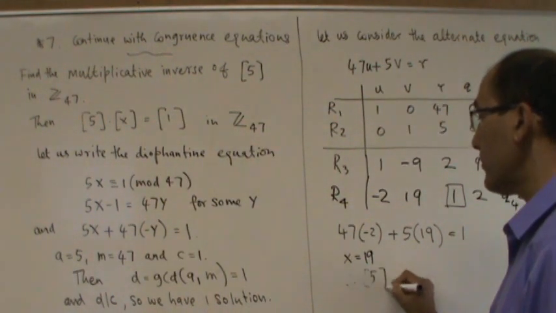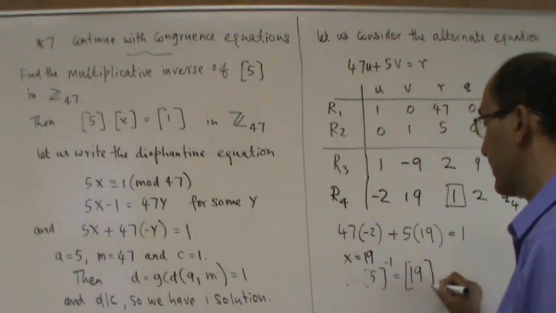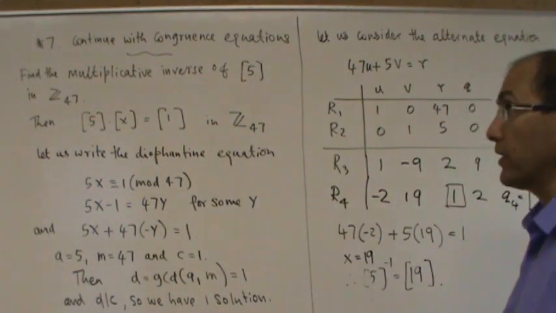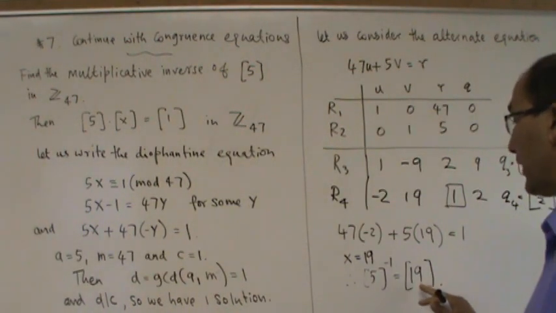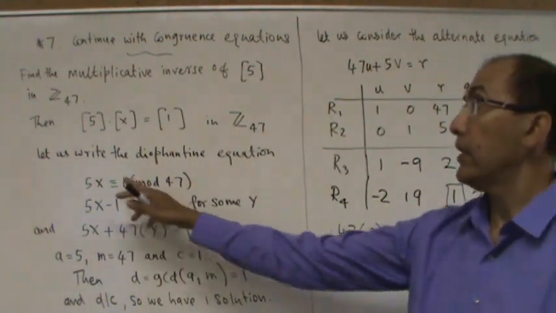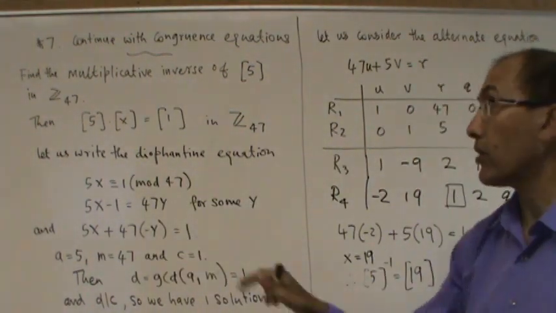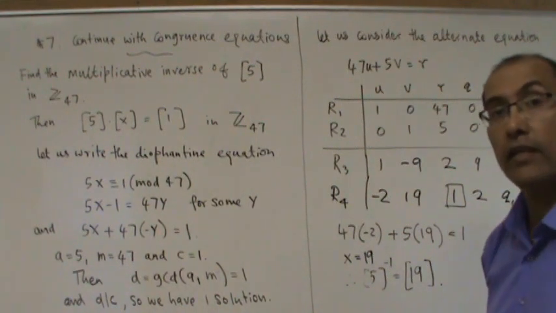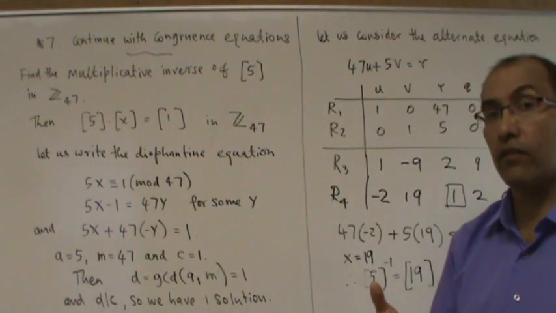Therefore 5's inverse is 19. You can always, of course, check with a calculator: 5 times 19. You will see that 5 times 19 is equal to 1 in congruence modulo 47. So that's how you can find an inverse. First you need to, of course, make sure that the inverse exists.